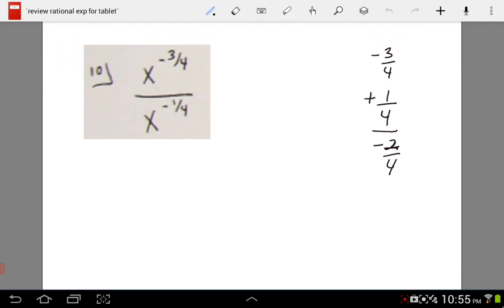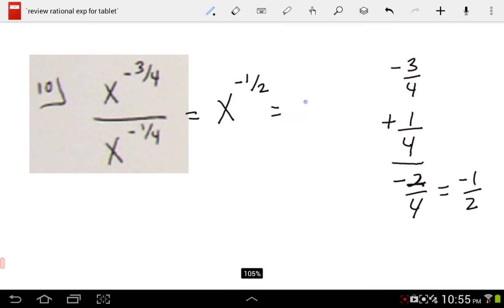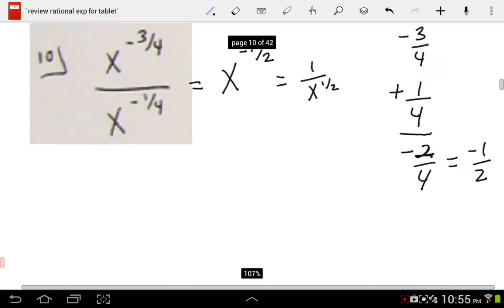Okay, kind of picked up where my tablet shut me off there. So negative 2/4 would reduce to negative 1/2. So now we're going to get x to the negative 1/2 power. We can't have a negative exponent here, so let's just make it positive. So we're just going to write that as 1 over x to the positive 1/2 power there.